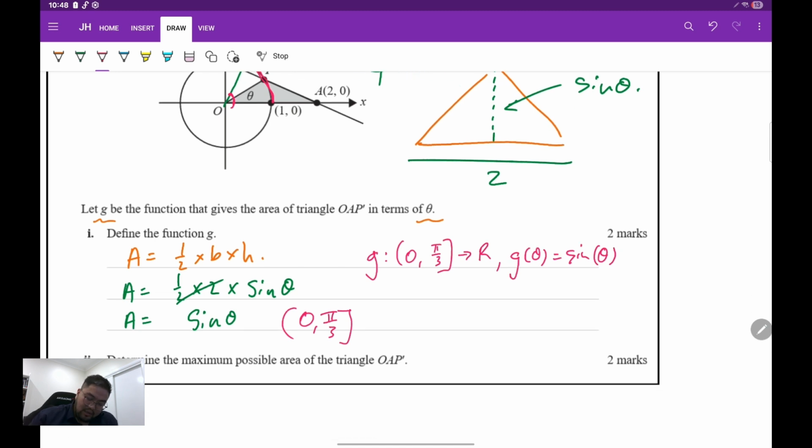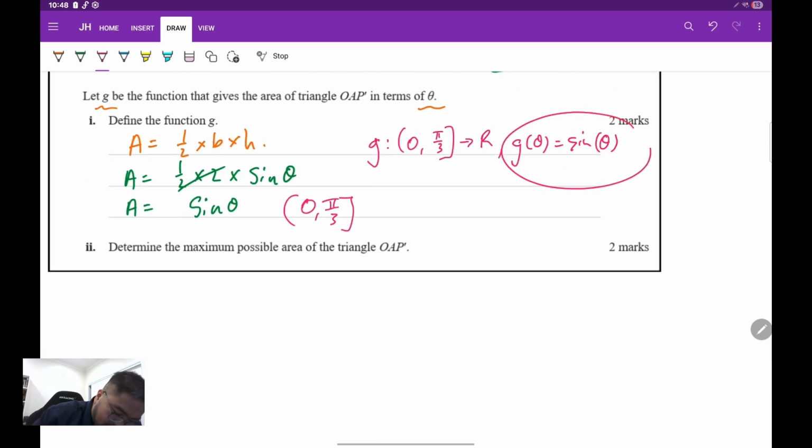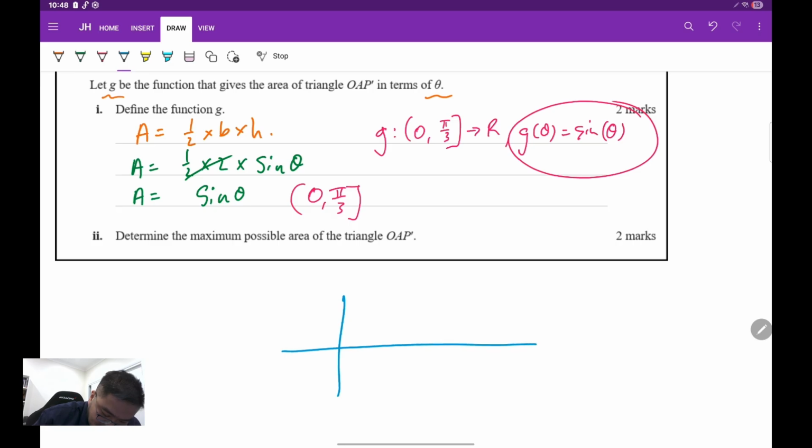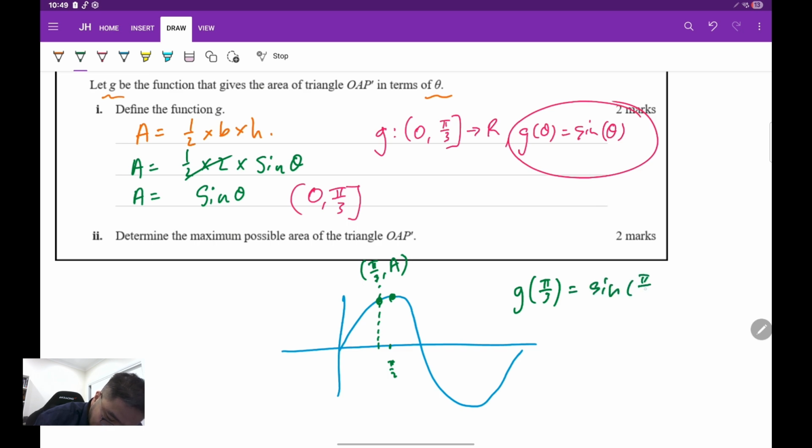Then the next question says determine the maximum possible area of the triangle OAP dash. Now, this is the area formula. If we sketch this graph, sine theta, we get this, but we're restricting it. Pi on 2 will be the peak, and this coordinate here is pi on 3. The question is, what is the area if that is pi on 3? So we just need to find g of pi on 3, which is equal to sine pi on 3, and sine pi on 3 is equal to root 3 on 2. And that is your maximum area for that question.